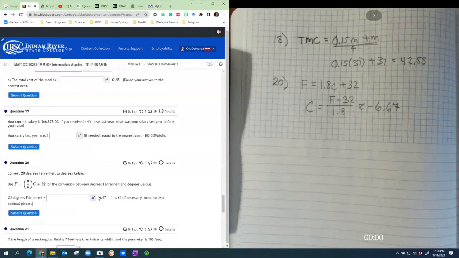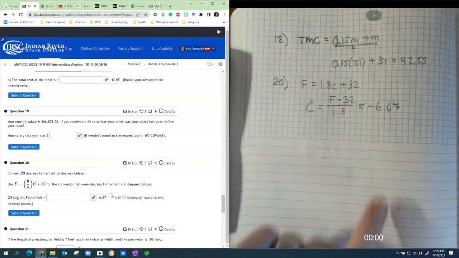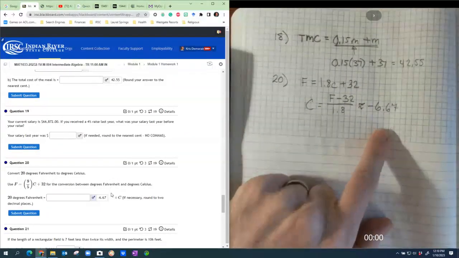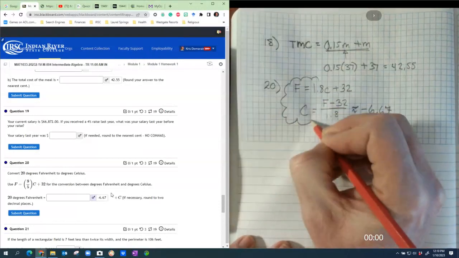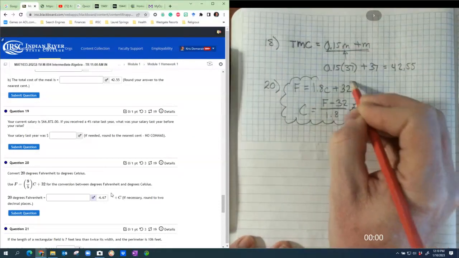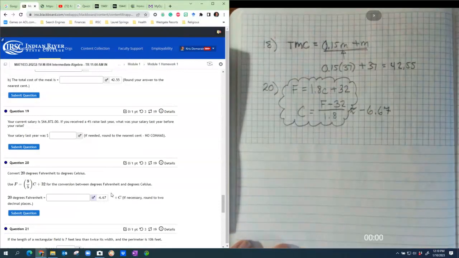Okay, right here. All right, and it is what we have here. So these two formulas right here are very important to you. It's a lot easier to handle Celsius conversion and Fahrenheit conversions.